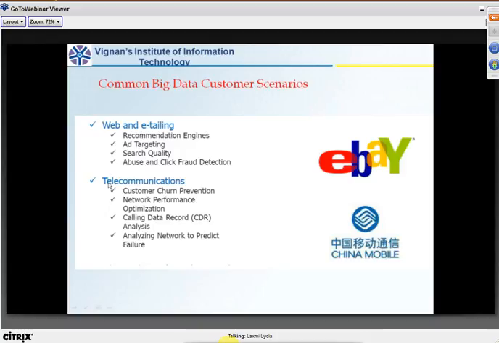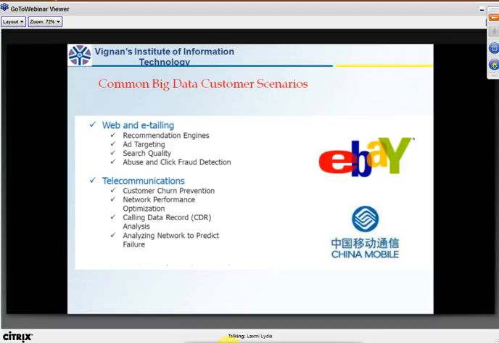Big data is generated from telecommunications also. From the telecommunication aspect, we have CDR analysis, call data record analysis. If you take the example of CDR analysis, from one cell number, how many calls have happened, how many calls have happened to one particular number, and how many minutes he or she has spoken. All those things are recorded in the CDR analysis.